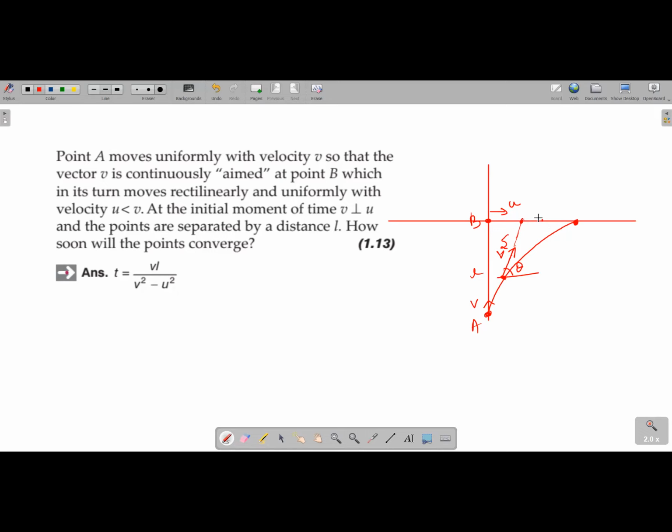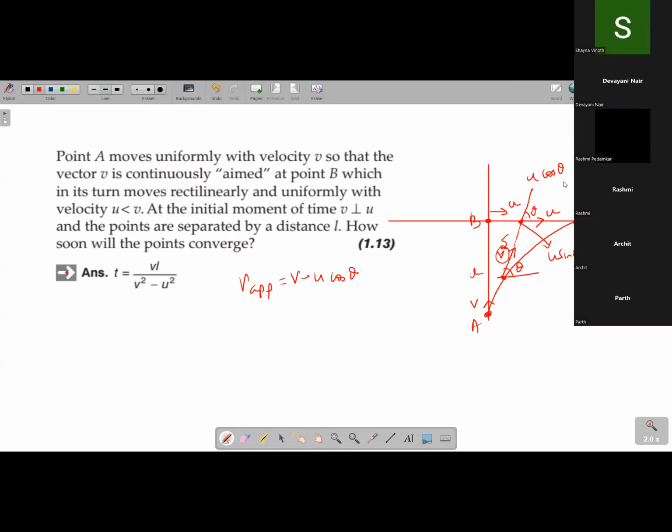And B is here. So B has velocity u. If you extend this line, this angle will also be theta. So break this into two components, u cos theta and then u sin theta. This has no significance over here. But now we can see that A is trying to approach B with velocity v, and B is trying to go away with velocity u cos theta. So what would be the velocity of approach? V minus u cos theta. Isn't it? Tell me. Understood or not?